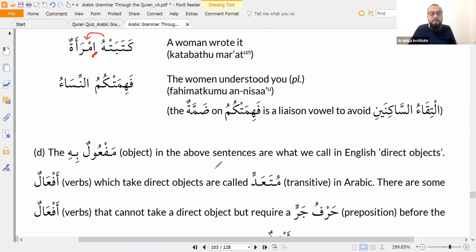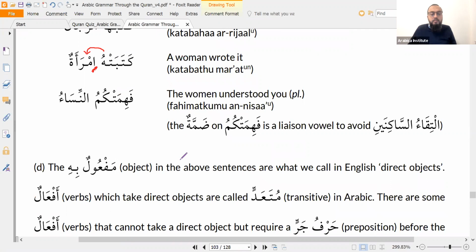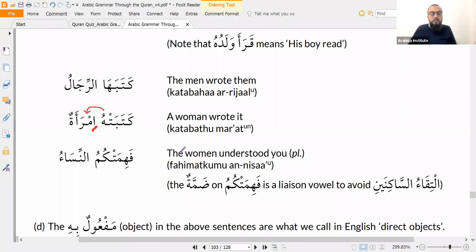Ustad, in these examples, the verbs are all singular, but when we attach the pronoun without a fa'il, they were plural in some situations. So does it come back if there's no subject stated? Exactly. So I'm going to come to that in a bit.